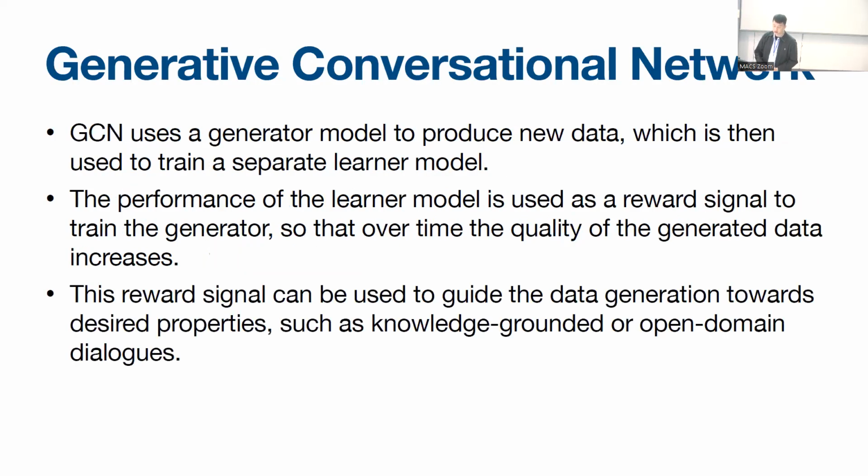To give a higher level overview, GCN is composed of two models, a data generator and a learner. The generator produces new data, which is then used to train the learner. The quality of the generated data is used as a reward signal to train the generator, so that over time the quality of the generated data increases. This reward signal can be used to guide the data generation towards desired properties in knowledge-grounded or open domain dialogues.